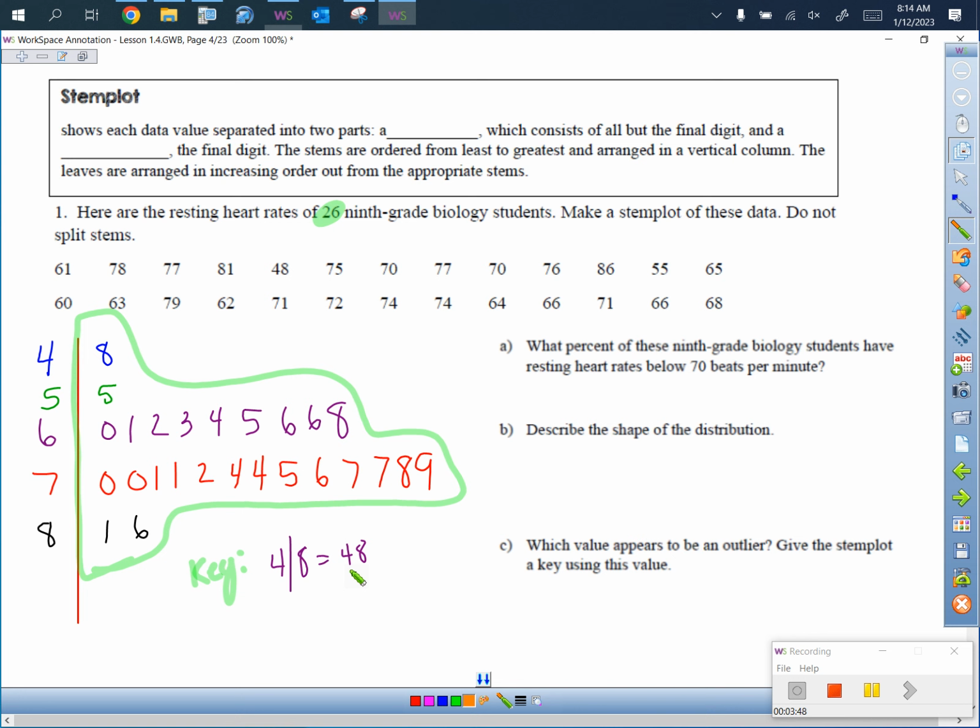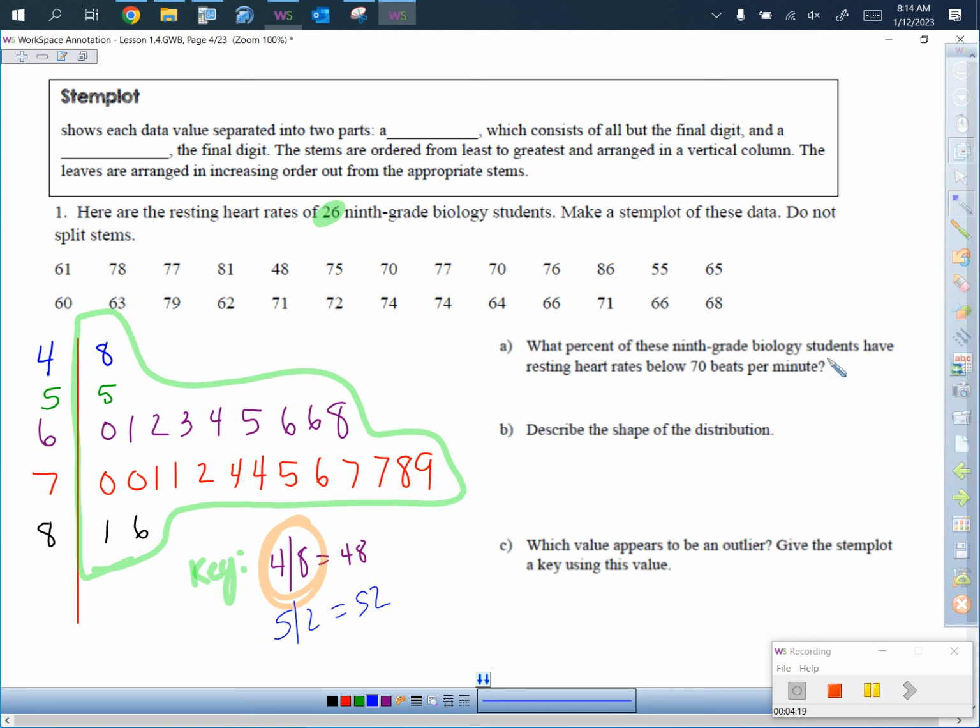It doesn't matter which numbers you use here. Even if you said 5|2 equals 52, whatever you want to use, as long as you're telling them how to read it. You okay with that? Cool. Let's answer these questions.